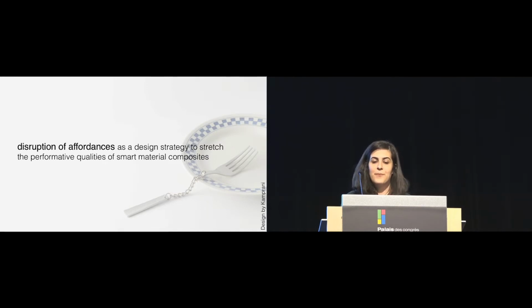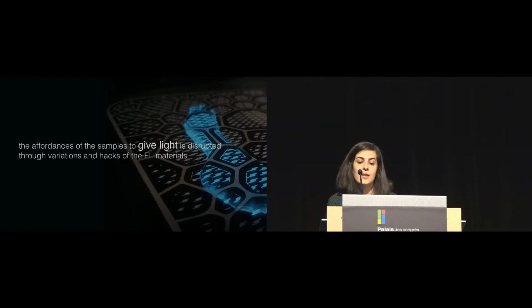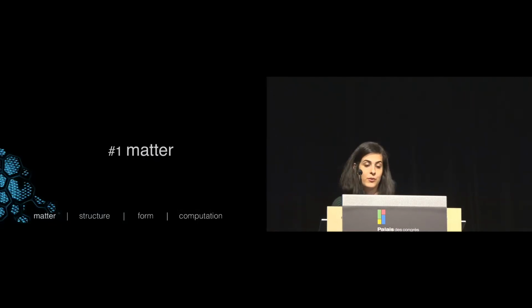In the following slides, I show how we managed to stretch the performative qualities of EL materials. When we talk about affordances here, we mean the action potential or action possibilities revealed in the process of tinkering and making and interacting with the created material samples. In our explorations, we identified 4 operation levels or categories in disrupting the affordance of the samples to give light. They are matter level, structure, form, and computation. I will go through them one by one.